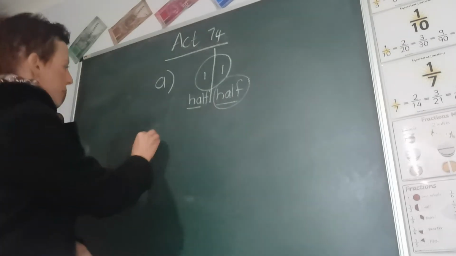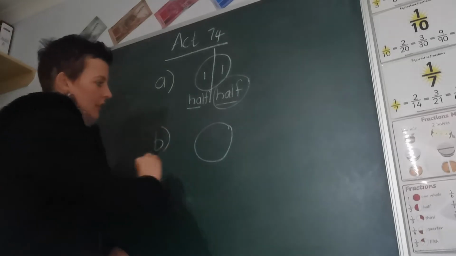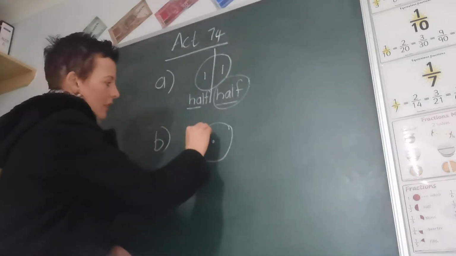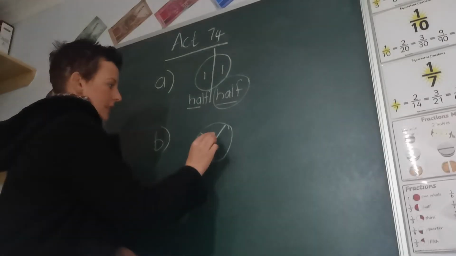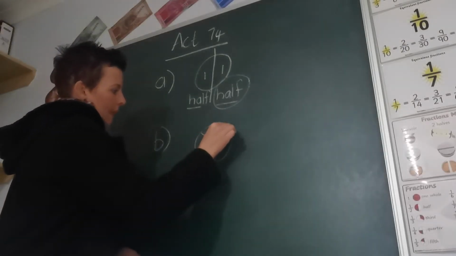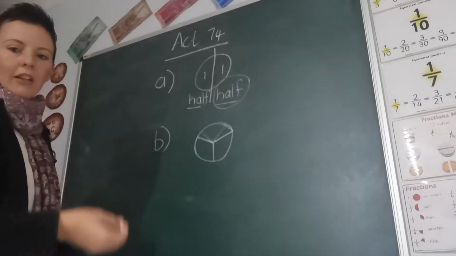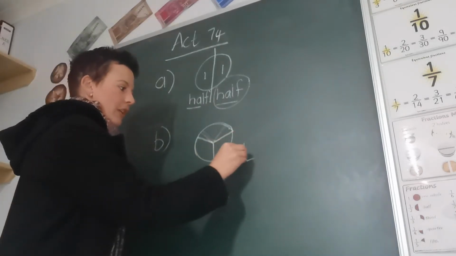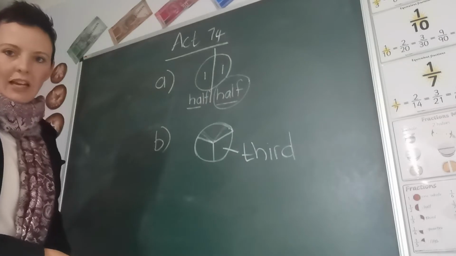Okay, if you do B, 3 friends, now you need to divide it into 3 equal pieces. Ooh, that one is not equal. Okay, you divide it into 3 equal pieces. So remember, then you call it a third. So each friend is going to get a third of the cake.